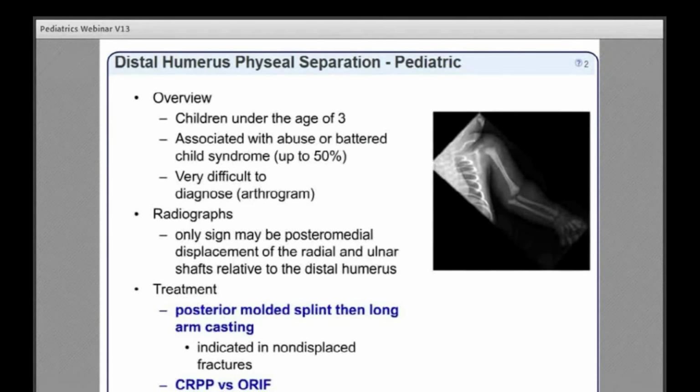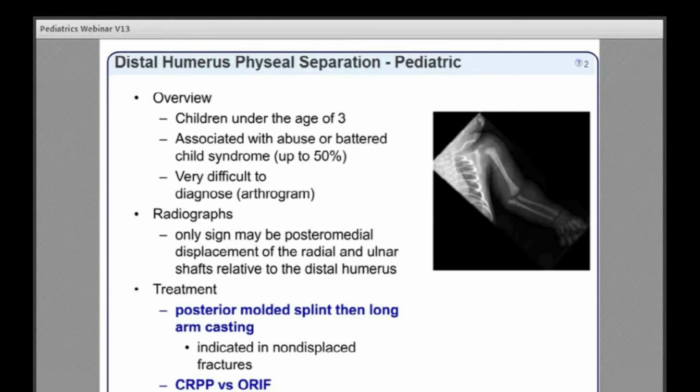The distal humeral physeal separation happens in young children and is associated with abuse or battery. It can be very difficult to diagnose, and sometimes an arthrogram is necessary in order to make the diagnosis. It looks like an elbow dislocation and is frequently mistaken for this. The only sign can be posterior medial displacement of the forearm relative to the distal humerus.